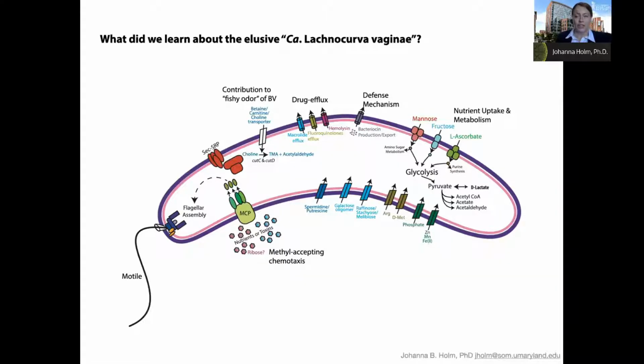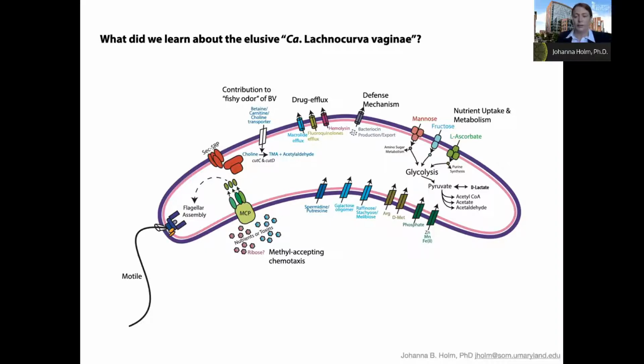Well, this group of genes is important because the Cut genes can turn choline into trimethylamine, or TMA, the oxidized form of which produces a fishy odor. So while the source of this oxidation remains unknown, this is evidence that Candidatus Lachnocurva vaginae may contribute to the notable fishy odor symptom of bacterial vaginosis.